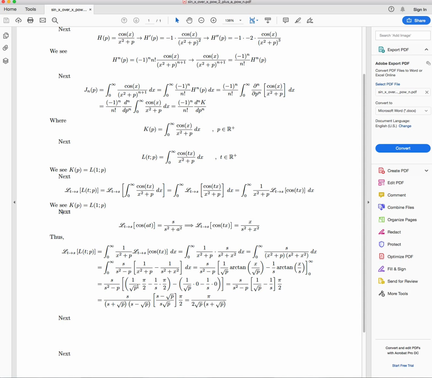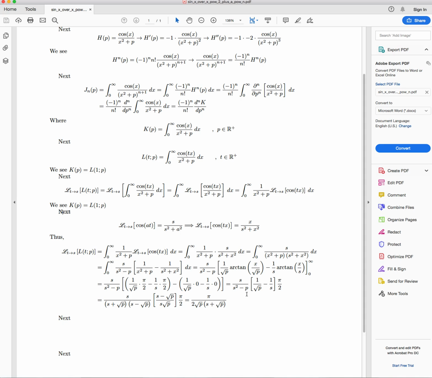So we've got 1 over the square root of p times pi over 2 minus 1 over s, arctan of infinity again, which is pi over 2. Arctan of 0 is just equal to 0, and so therefore we have minus 0 and 0. So this is the upper bound substituted in, and this is the lower bound. This completely disappears. What I've done in the next step too is I've just dragged out the pi over 2, and so we're left with 1 over the square root of p minus 1 over s.